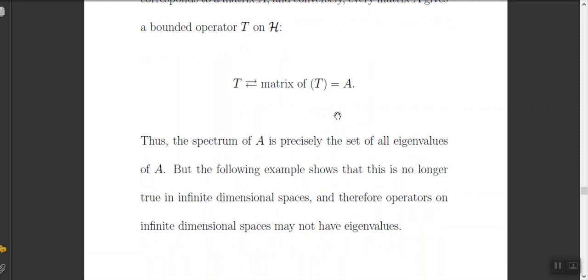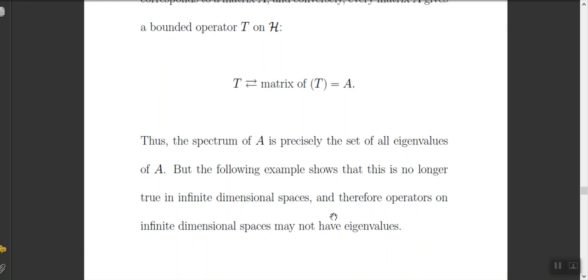But when we are talking about bounded linear operators on infinite dimensional spaces, the story could be much different. The spectrum could be much bigger than the set of eigenvalues, or a spectrum may not have any eigenvalues. So be very careful: the story is different for finite dimensional and infinite dimensional.